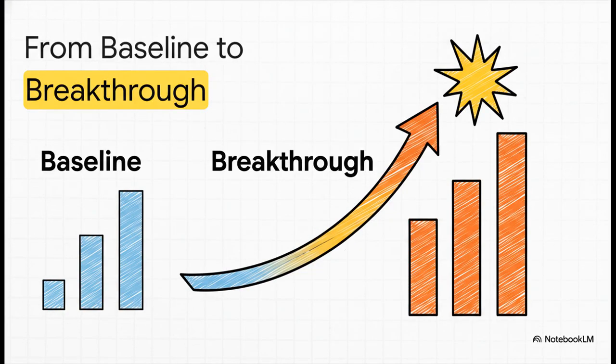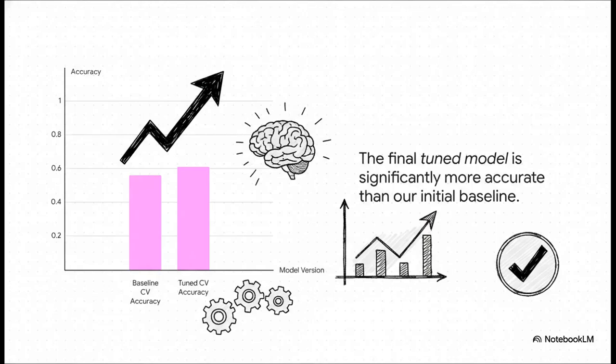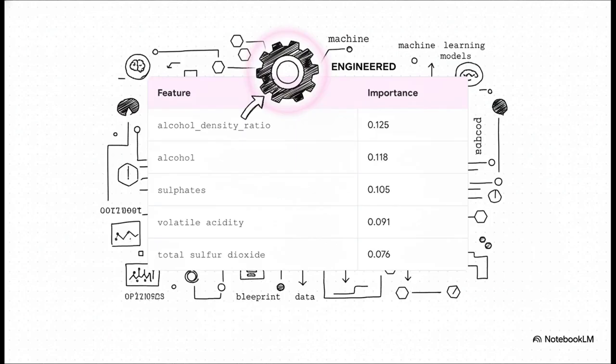Part 4. The moment of truth. Let's see how much our blueprint actually improved things. And there it is. The tuned model is way more accurate than our baseline. The whole process just works. And get this, the most important feature? It's that new one we engineered right at the start.